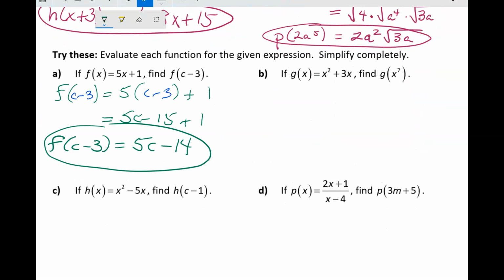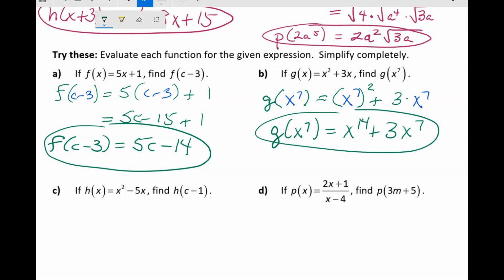Okay, you should have gotten f of c minus 3 is equal to 5c minus 14. Now try b. Here's the result. G of x to the 7th power equals x to the 14th plus 3 times x to the 7th. Remember that you cannot combine those two terms together since they are unlike terms, having variable factors with different exponents. All right, your turn to try c.